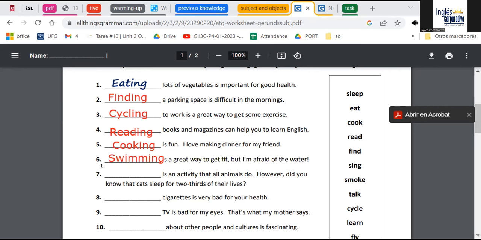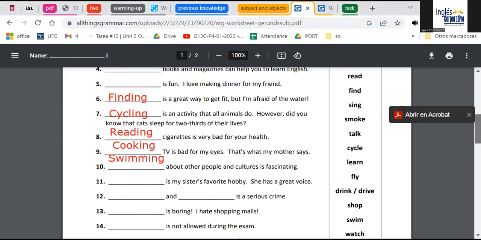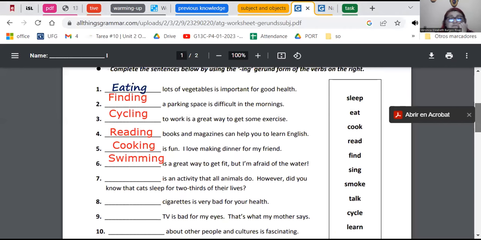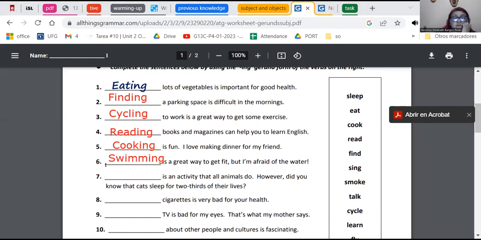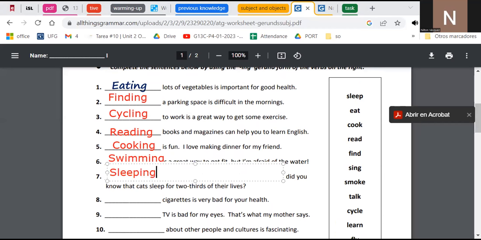Let's see, number seven. What do you think is an activity that all animals do? However, do you know that cats sleep for two thirds of their lives? Sing, let's see, read, talk, shop, watch. I think it's shopping. It's talking. An activity. Sleep. Okay, so what's the verb? Sleep. Sleeping. Very good.